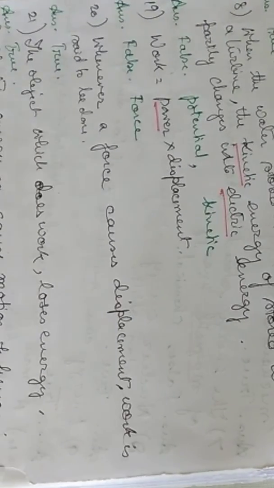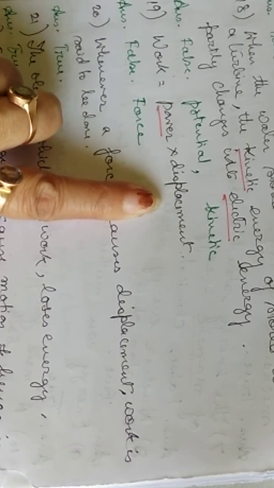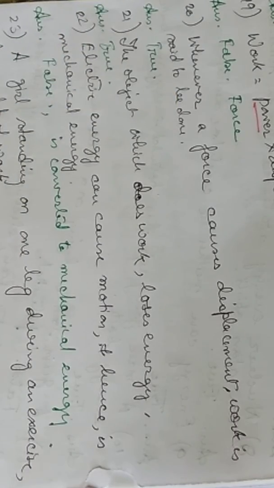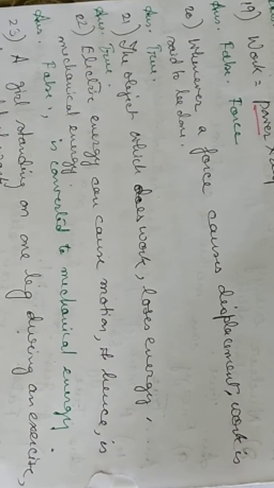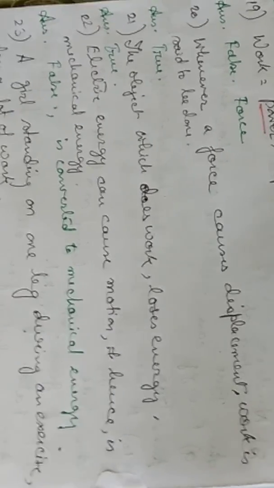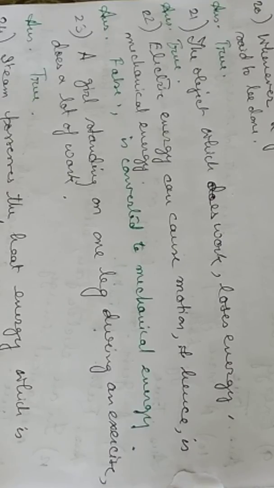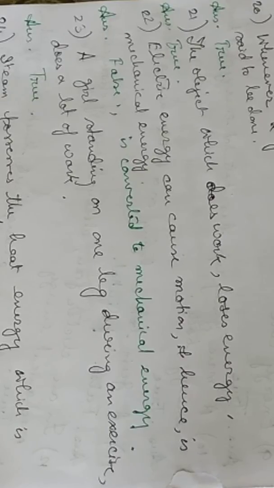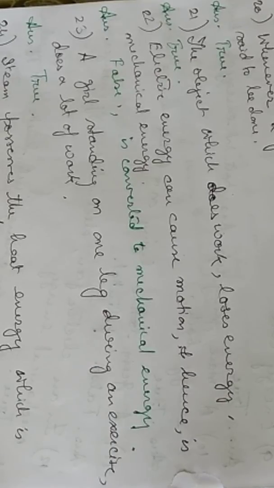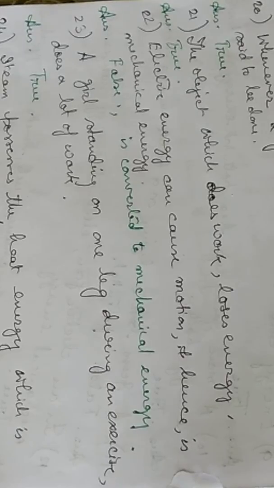That produces electricity. Now, work is equal to power into displacement. No, it's force into displacement. Whenever a force causes displacement, work is said to be done. That is true. The object which does work loses energy. That's true. Electrical energy can cause motion, hence is mechanical energy. That is false. Electrical energy is converted into mechanical energy. Electrical energy is not itself a mechanical energy.